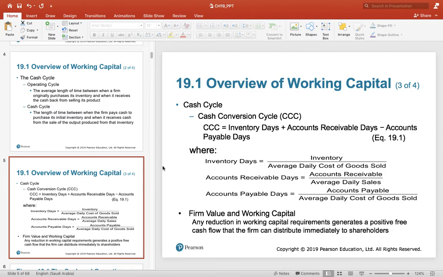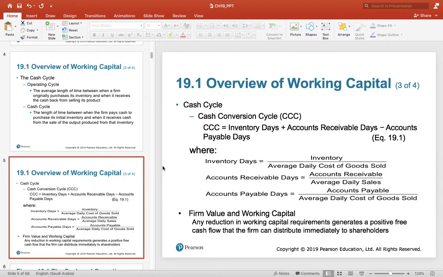Quickly, let us focus on the formulas. Cash conversion cycle is equal to inventory days plus receivable days minus payable days. Inventory days is calculated as inventory divided by average daily cost of goods sold. Receivable days is equal to receivables divided by average daily sales. Payable days is equal to payables divided by average daily cost of goods sold. These are the three formulas we used in chapter 2, financial statement analysis. Here we just took the three ratios required for the cash conversion cycle.